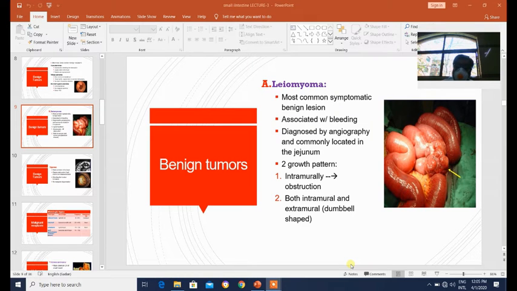The foremost among these is leiomyoma, the most common symptomatic benign lesion, which is usually associated with bleeding and is usually diagnosed with the help of angiography. Regarding location, these are mostly located in the jejunum. There are two patterns of growth. One is intramural, and here they cause small bowel obstruction. The second is both intramural and extramural, dumbbell shaped, with some part intramural and the other part extramural. Here you can see the extramural presentation of this growth.